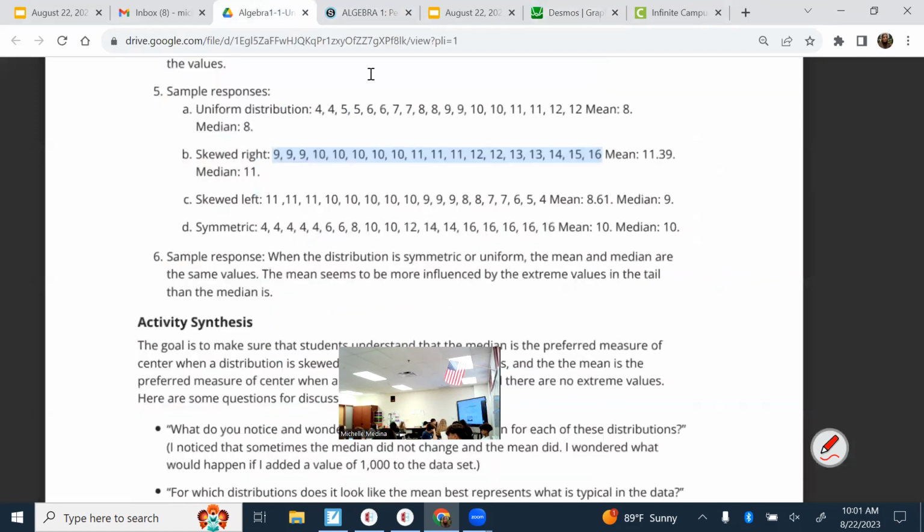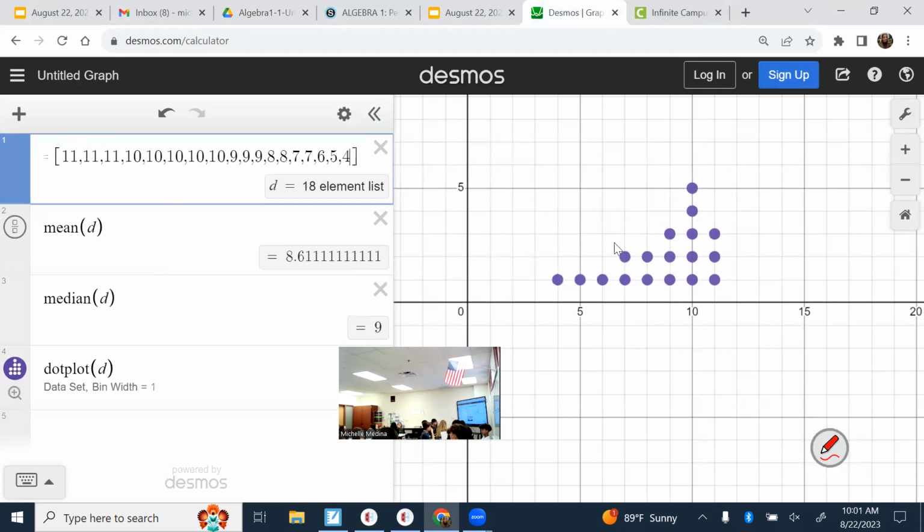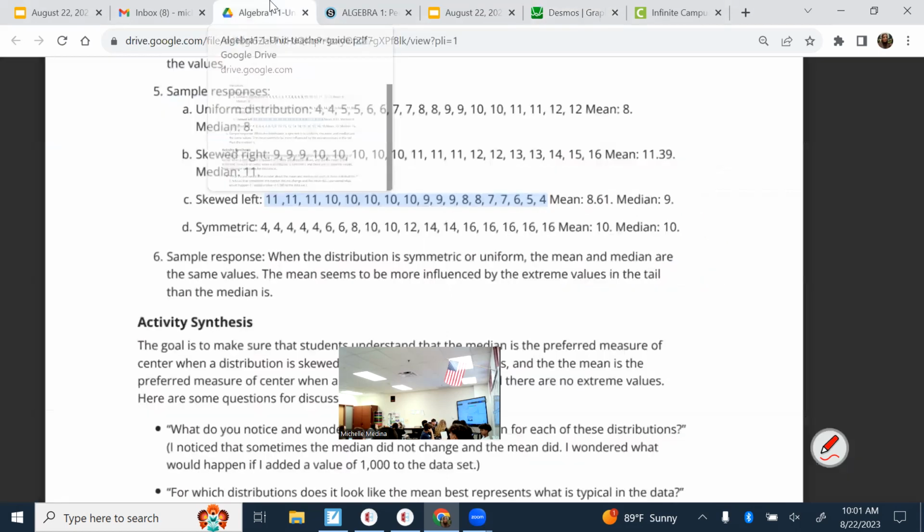Now let's see, skewed left would look something like this, with more of the data on the right side, the void on the left, if it's skewed left. And we didn't do symmetric because it was already symmetric to begin with.